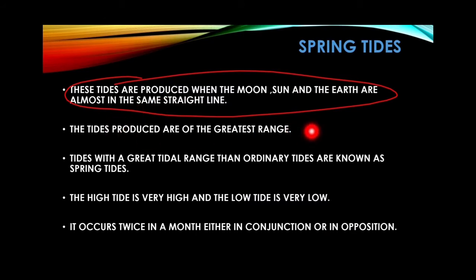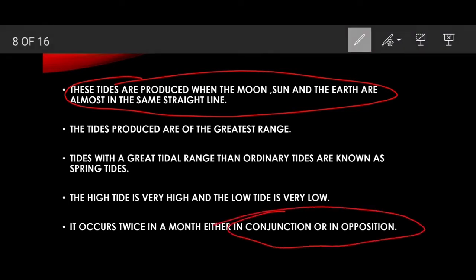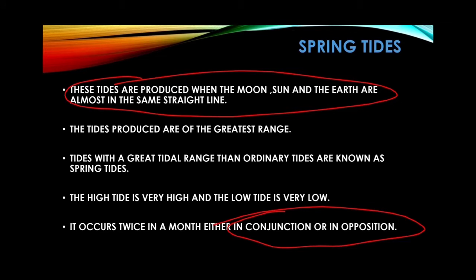The tides produced are of greatest range, meaning the height of the spring tides is more than the normal high tides. They are much higher than the normal high tides. Tides with a greater tidal range than ordinary tides are known as spring tides. So spring tides are much higher than the ordinary high tides, and they occur twice in a lunar month, either in conjunction or opposition. So children, we have learned these two concepts also, conjunction or opposition, the conditions of new moon and full moon.